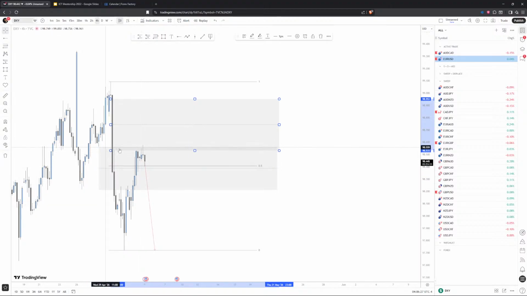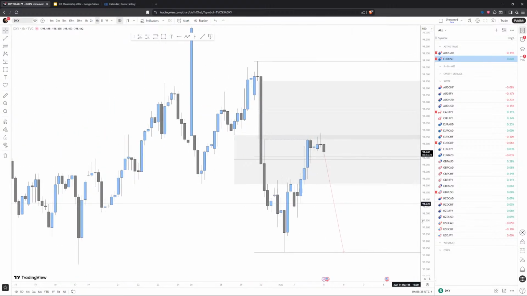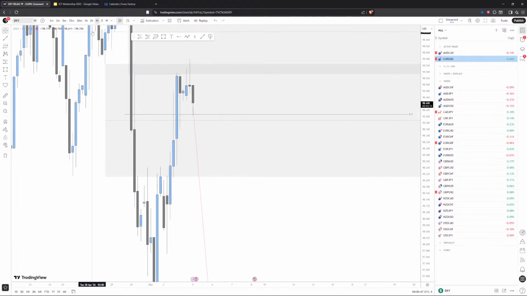We've also swept the top of the boundary, the upper boundary. So this high right here, we've swept it because we had equal highs from here to here. We had equal highs, relative equal highs, that is. 1, 2, 3 candles, and we've wicked above it and fulfilled the fair value gap, and we're in the premium. So I believe we're going to be bearish for the next candlestick.